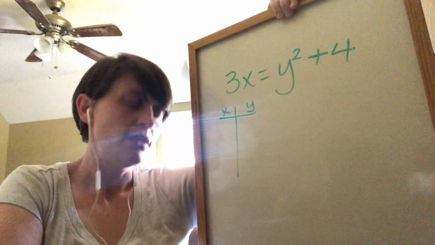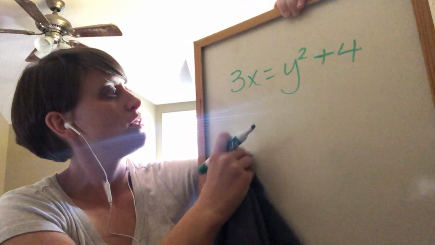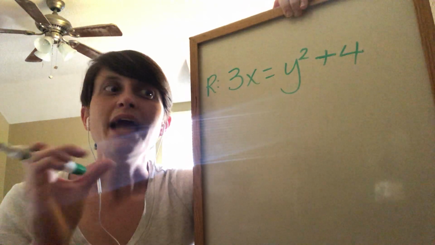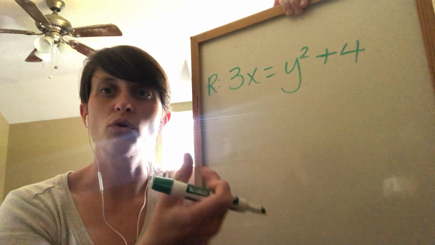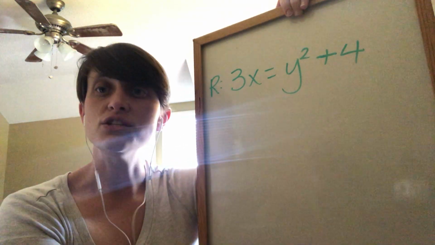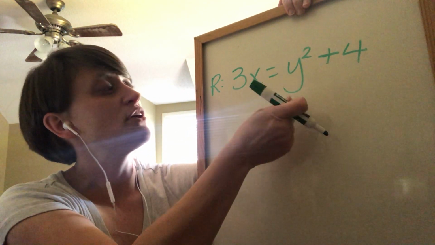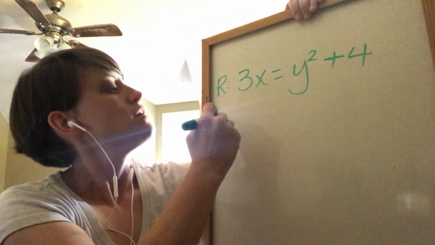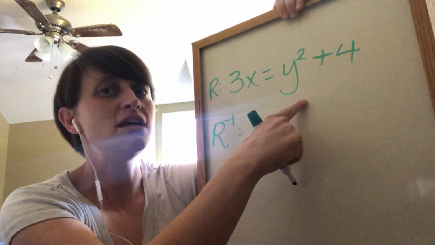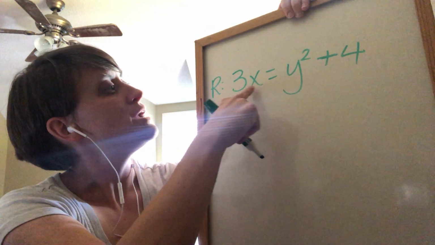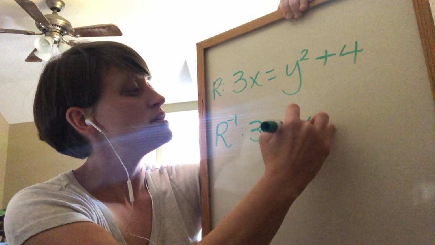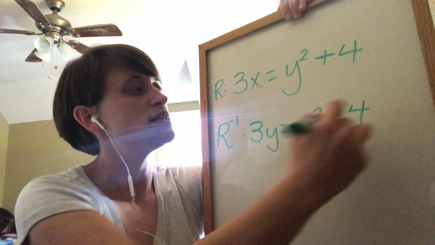So if this is the relation given by that equation, we'll just call it R. Whenever we have a list of ordered pairs, we just swap the order of the coordinates. If you have a relation given to you by an equation in two variables, you're just going to swap the variables that represent those coordinates. All right, so if that's R, our inverse is just going to be swapping these letters. So instead of 3x equals y squared plus 4, we're going to have 3y equals x squared plus 4.